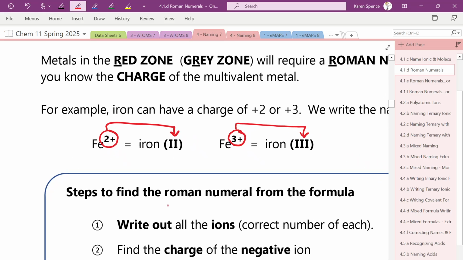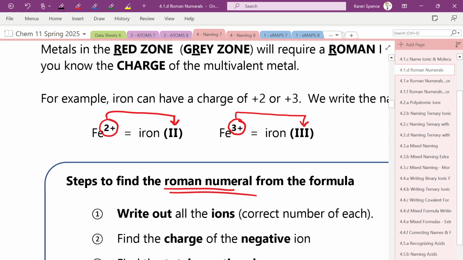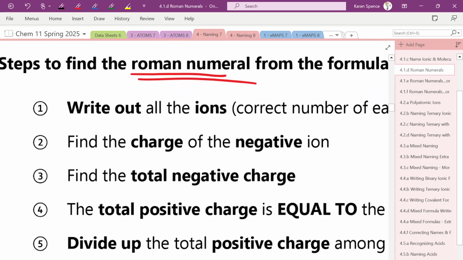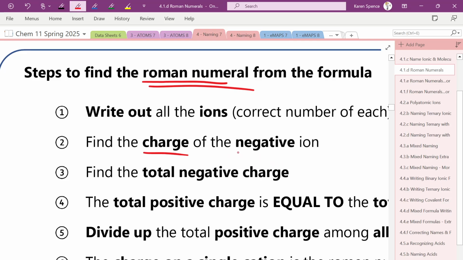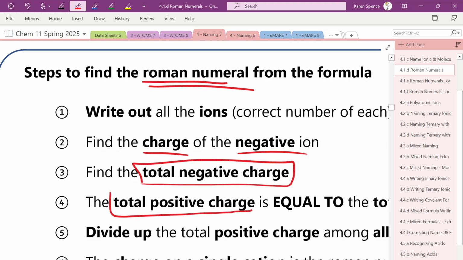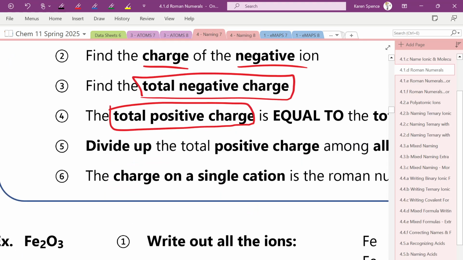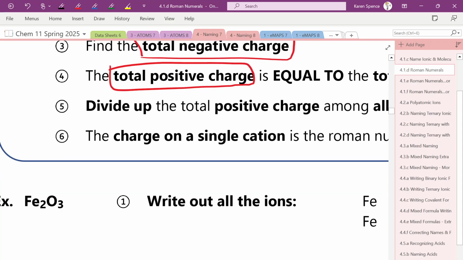So how do you find out the Roman numeral if you are given a formula? You write out all the ions. You find the charge of the negative ion. You find the total negative. You find the total positive, which is equal to the total negative. And then you divide up the positive charge amongst them all. And that sounds really straightforward, but it is really quite straightforward.